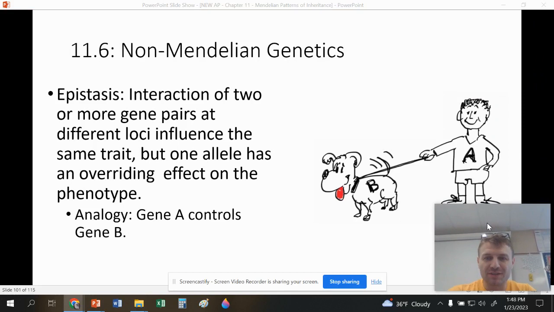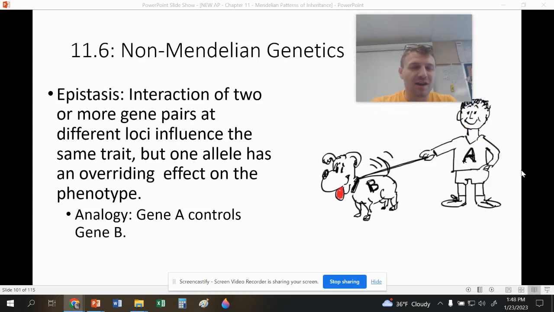Last part of 11.6, and yes, I know there's been a lot of information with non-Mendelian genetics, but there are just so many different examples of non-Mendelian genetics. Is a term called epistasis. This is where there's an interaction between two genes. I saw this image once and I thought it was great. It helps us understand that one gene may influence the effect of another gene. So gene A in this case is controlling gene B, where this gene needs to be activated so this gene can also be activated.